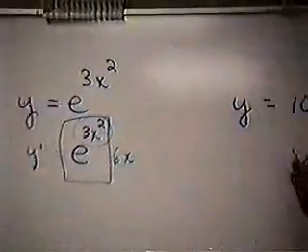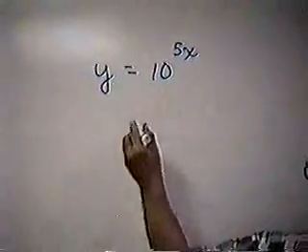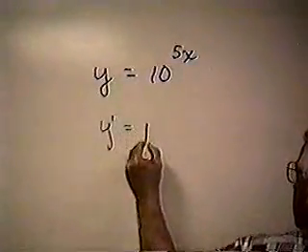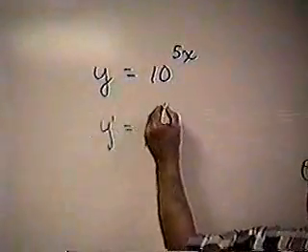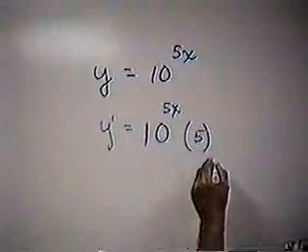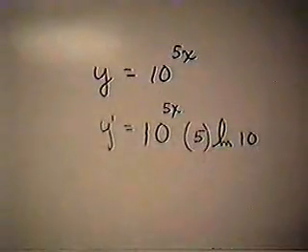Now, the next one, if it's not an e, then we do the same thing. The derivative of 10 to the 5x is itself times the derivative of the power, which is 5, and we tag on the log of 10.